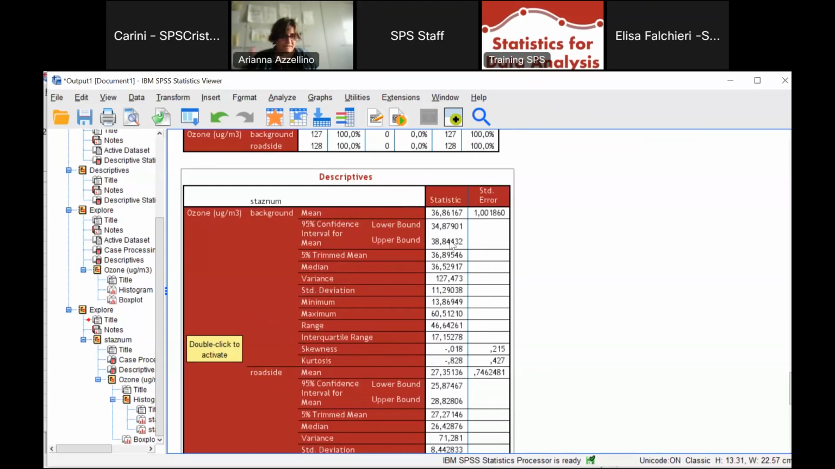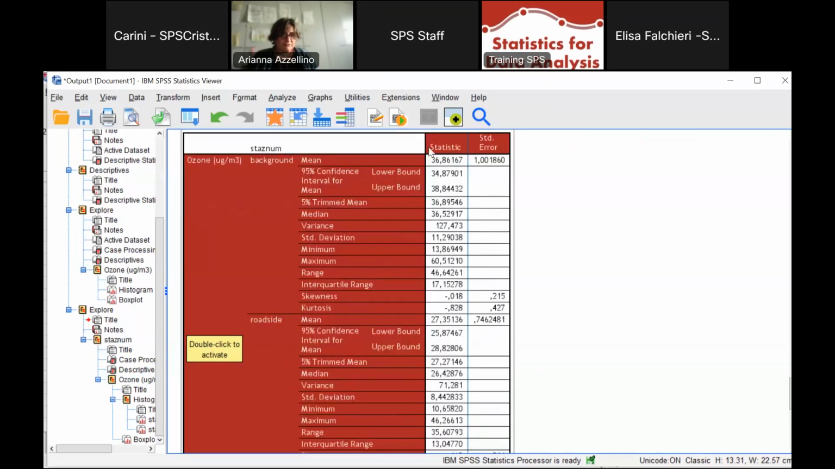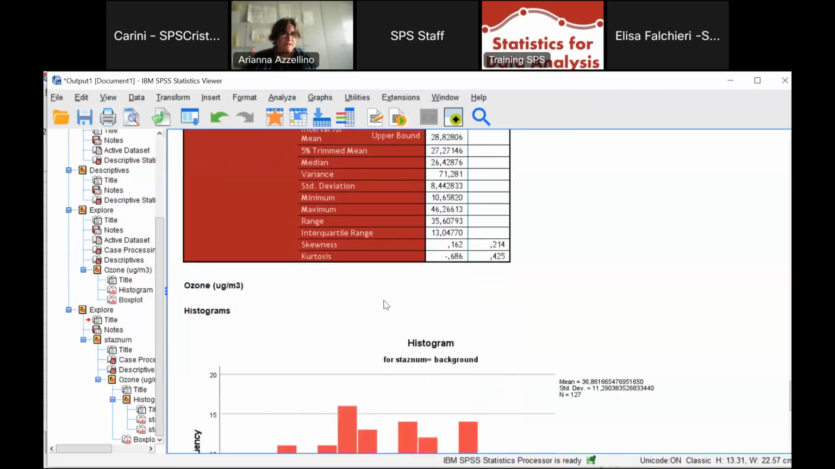I can see here, for instance, even looking at the mean and the confidence interval for the mean, after a very quick comparison, that roadside apparently has a lower concentration of ozone. Even looking at the confidence interval lower and upper bounds, I can see that the two intervals are not overlapping at all. So already this information suggests that I will find a significant difference between the two means.